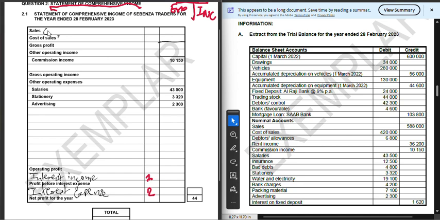How much is the sales? It is 588,000. So we're going to write here 588,000. We open bracket. I told you that we account for all the amounts.